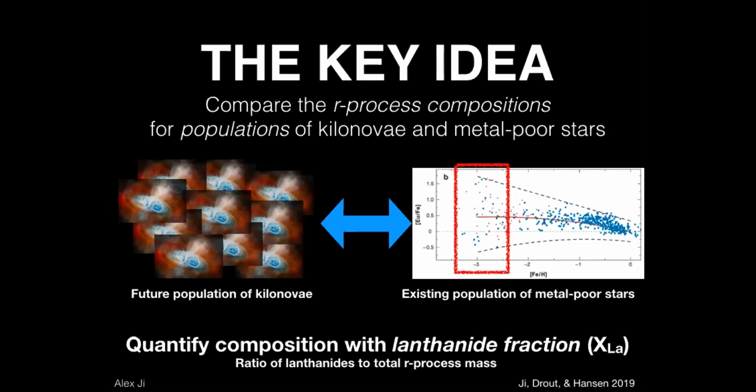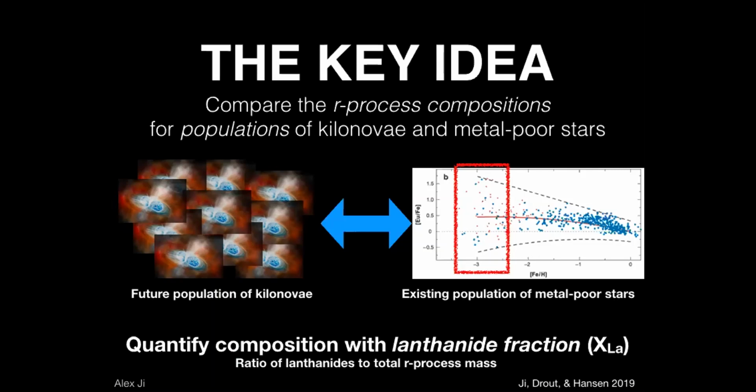What is the lanthanide fraction? It is the ratio of the lanthanides, the elements in the rare earth peak, compared to the total amount of R process mass that is synthesized in a neutron star merger. And so this is something, you know, all of the chemical evolution stuff, we've had this information now for 10, 20 years. But the gravitational wave kilonova are the thing that we have now that was not available 3 years ago.